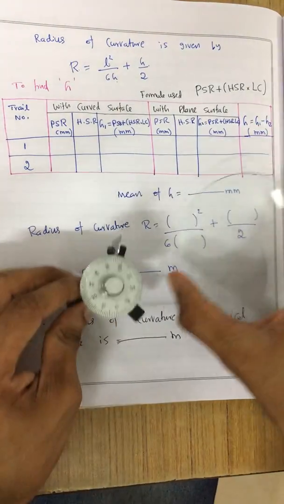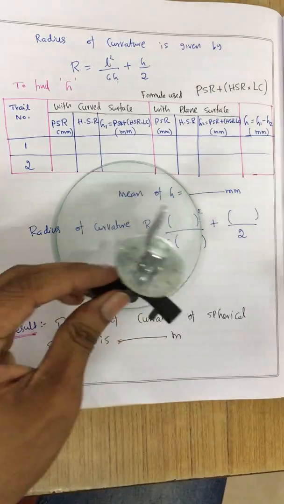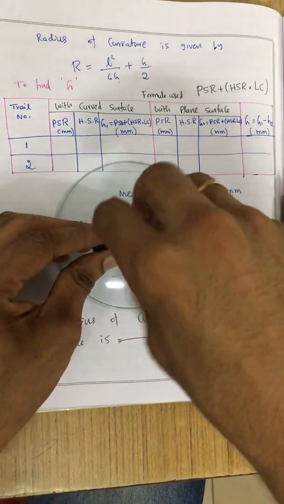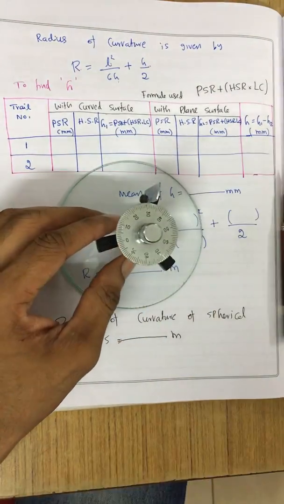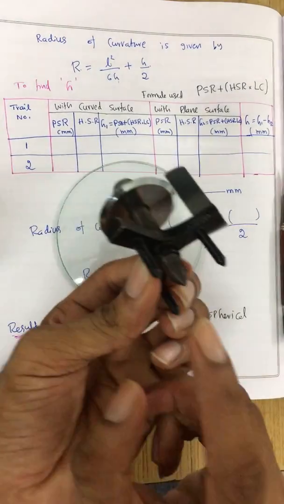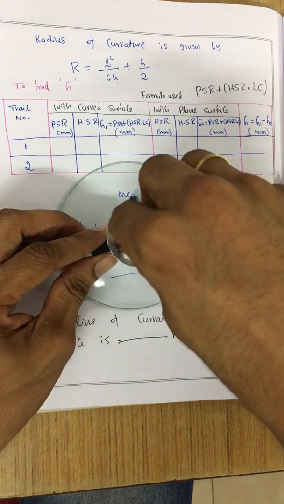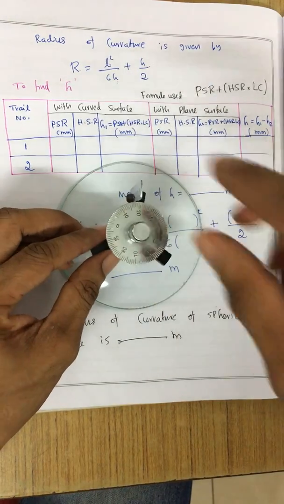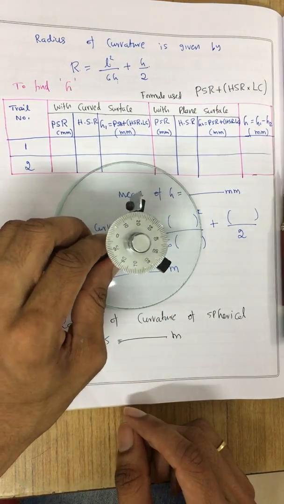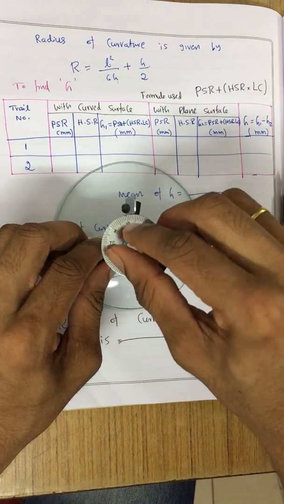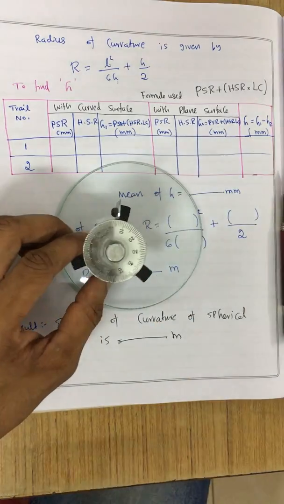That h should be substituted in the formula to find the radius of curvature of this spherical surface. So initially, we keep the spherometer on the spherical surface. Now I have to make sure that all 4 legs, including the middle one, are touching the surface and that it is balanced. There should not be any imbalance. Now I've placed it, and this is absolutely balanced.